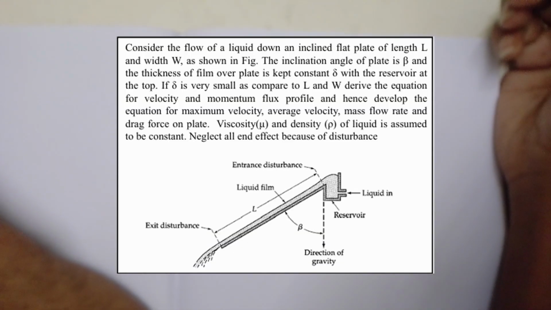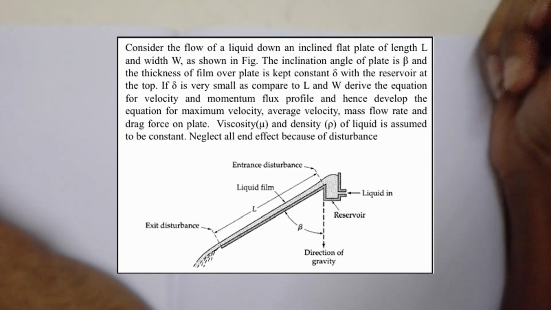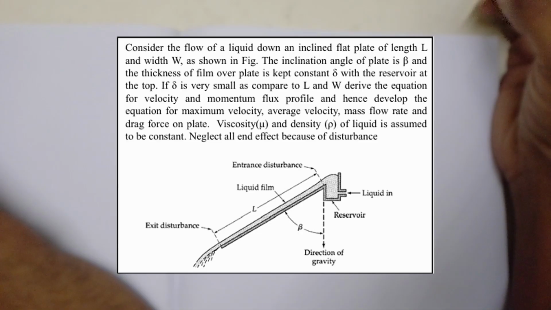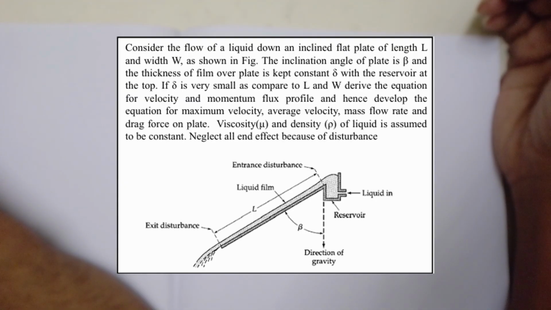Our problem statement is as follows. Consider the flow of a liquid down an inclined flat plate of length L and width W as shown in the figure. The inclination angle of the flat plate is beta and the thickness of the film over the plate is kept constant, delta, with the reservoir at the top.